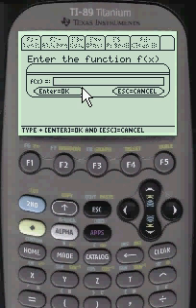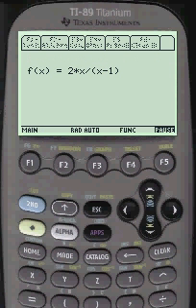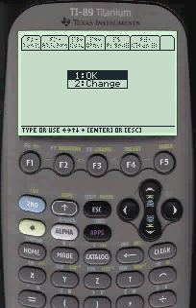To enter anything in these entry lines, you have to press alpha, and the problem is going to be alpha 2 times x divided by, parentheses, always use parentheses, x minus 1. I always show you what you've entered. You can change it if you want. I say it's good.